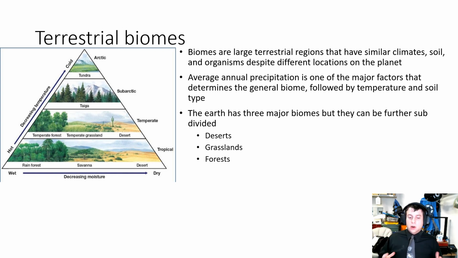So the biomes are these large terrestrial regions that have similar climate, soil, and organisms, despite being on very different locations on the planet. But the reason why they are so similar is because the annual precipitation and the annual temperature are generally similar. So you can find them all over the planet, and you can look at them and go, well, that looks like this, and this looks like that, and you can even transplant organisms from one to another, and a lot of times they'll do well.